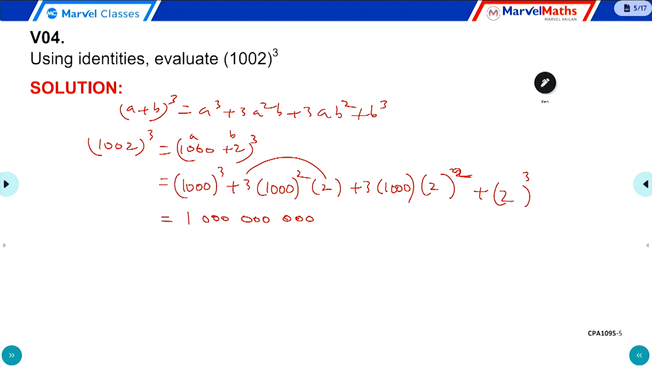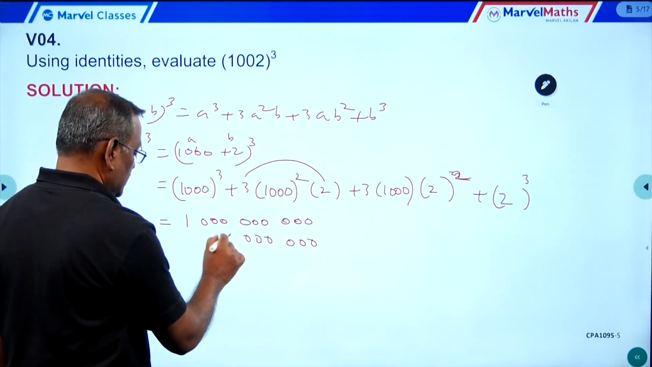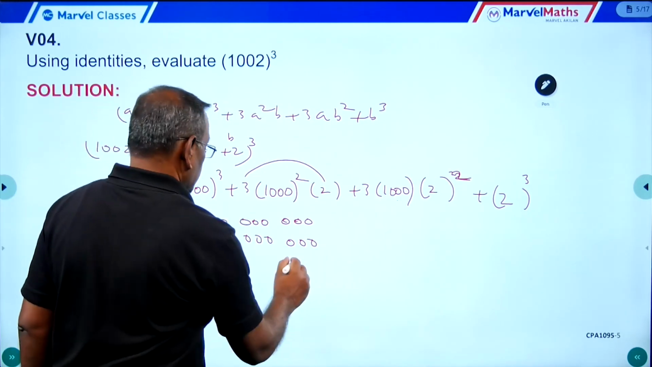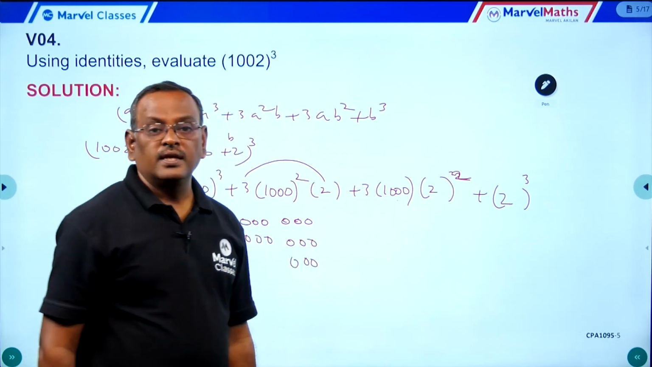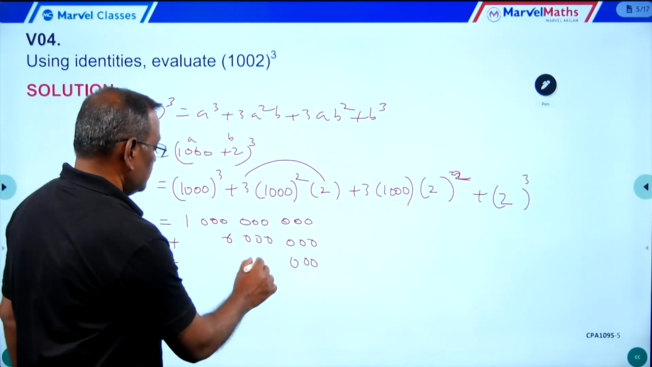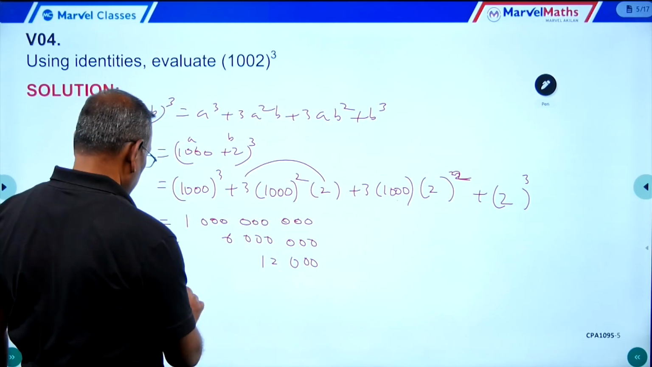Next, 1000 square, 6 zeros, and the remaining integers 3 into 2, 6. So 6 zeros, 3 into 2, 6, and put plus sign here. Now 3 zeros, now 3 into 2 square. 2 square is 4, 4 into 3, 12, and last, 2 cube is 8.